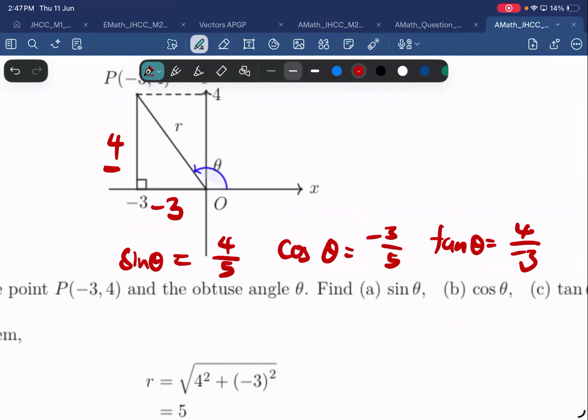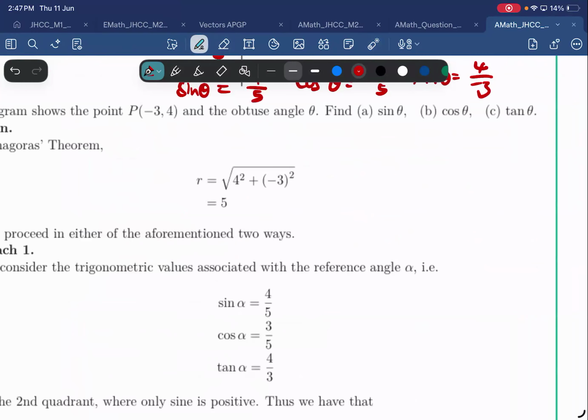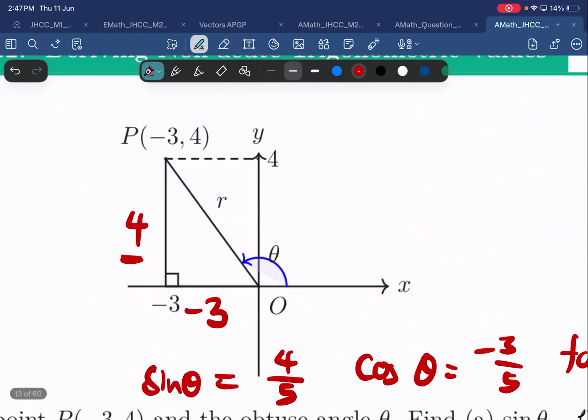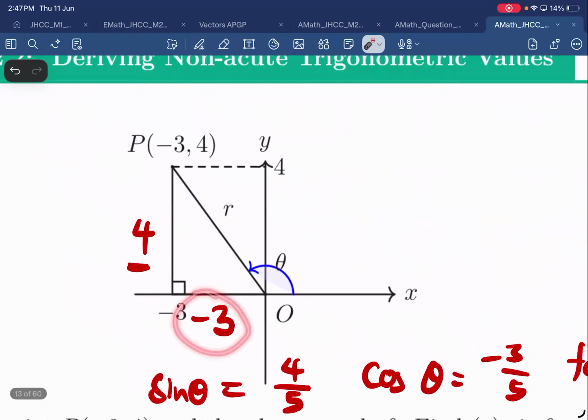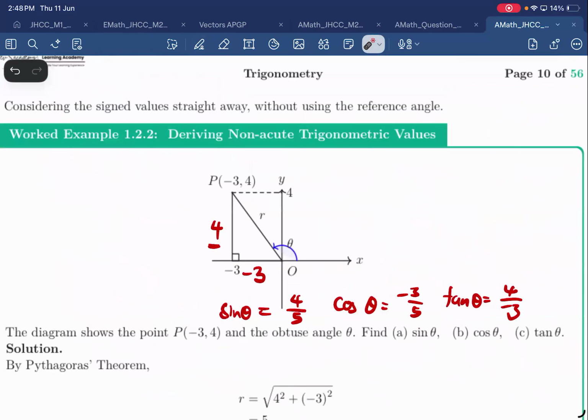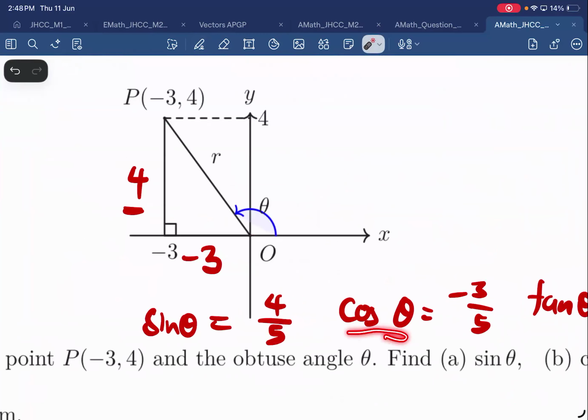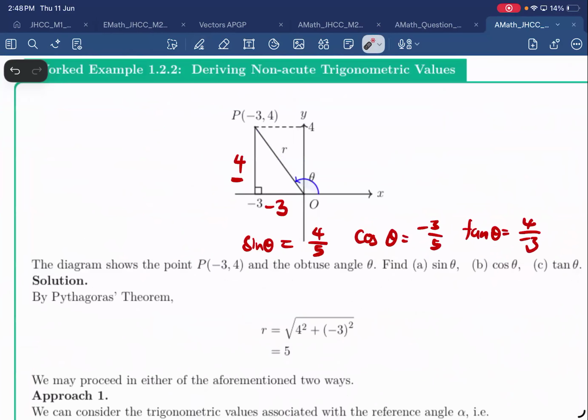So with the reference angle method, don't consider the signs. Cosine of alpha is 3/5. In this picture it's actually -3, but in the reference angle you don't care about the sign. The length is always positive, so if this is -3, just treat it as 3. But if you use the second method, you consider the signs. That's why cosine of theta is -3/5. Any questions for this?